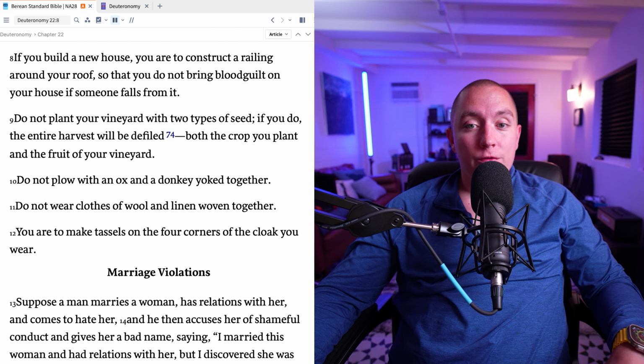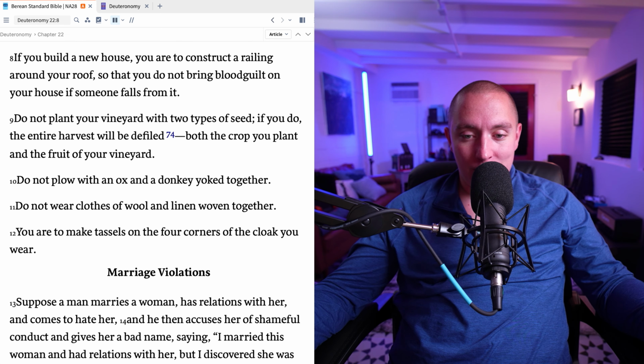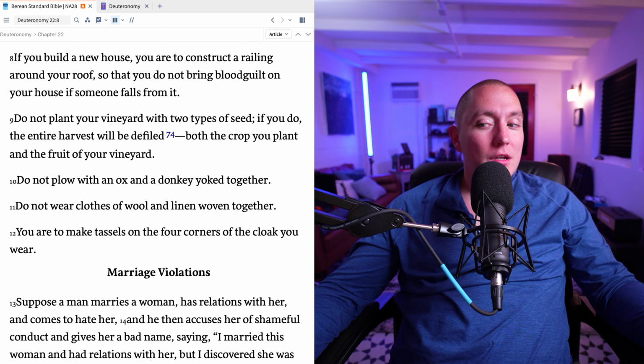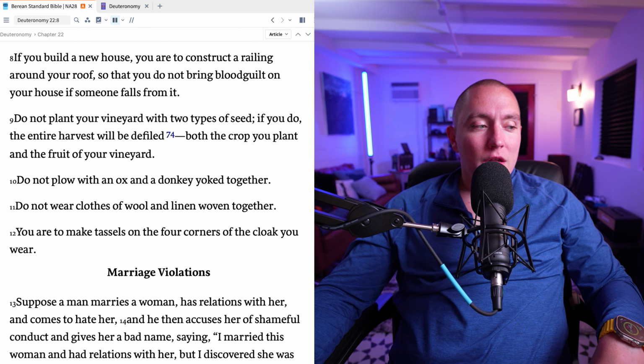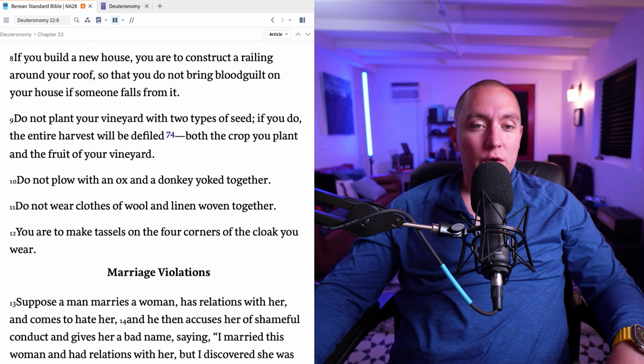There were certain roofs that just had no railing on the edge. You can imagine, a kid's walking and trips and falls off a roof and dies. So because of the circumstances, this law was commanded. Now, is this law irrelevant? Absolutely not. It is very relevant still.